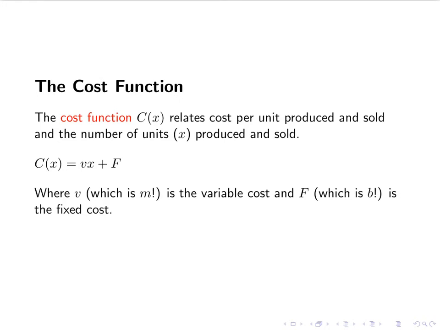Now notice this is really just the slope-intercept form of a line. So v, which is really m, the slope, or the coefficient of x, is what's called the variable cost. So that's how much it costs to produce each unit of x. So things like material, labor, time, that type of stuff. And f, which is b, the y-intercept, is the fixed costs. So things like the rent or electricity, things that you have to pay no matter how many of the thing that you are producing.